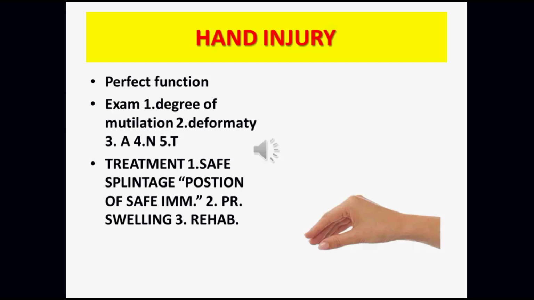Treatment of hand injury should be started immediately by splintage, and in this case we advise to put the patient in the position of immobilization. That is, the wrist is extended 20 degrees, the thumb is abducted, and the metacarpophalangeal joint is fixed at up to 70 degrees, and the proximal and distal interphalangeal joints are extended.